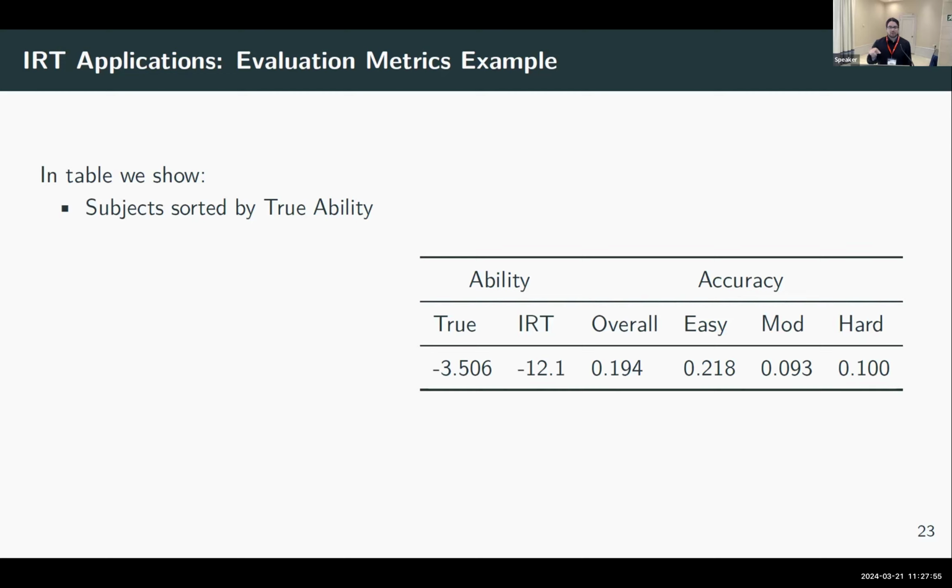So in the table that I'm going to show, I ran this simulation with this slightly modified data sequence from the example before. The table is going to show the true ability, the IRT inferred ability, and then the accuracy on each different subset: the overall accuracy, the easy accuracy, the moderate accuracy, and the hard accuracy.